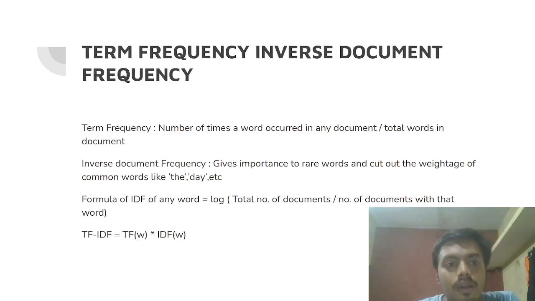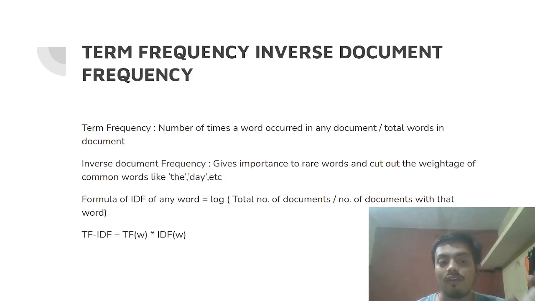Okay. Then you have term frequency and inverse document frequency. So term frequency means the number of times a word occurred in a document upon the total number of words in the document, that is TF. And then you have IDF, inverse document frequency, which gives importance to rare words and cuts down the weightage of common words like the, etc. So the formula of IDF is log of total number of documents upon total number of documents with that word. So basically TF-IDF is a numerical representation of words. Okay, and it works on the concept of frequencies and occurrences of words.